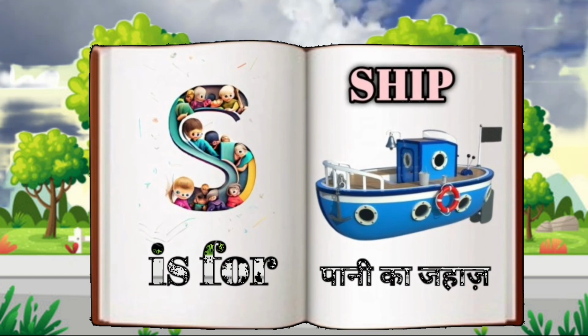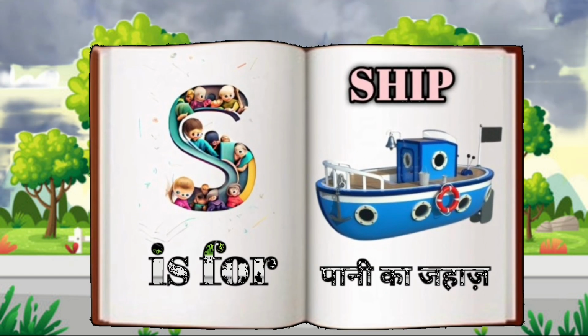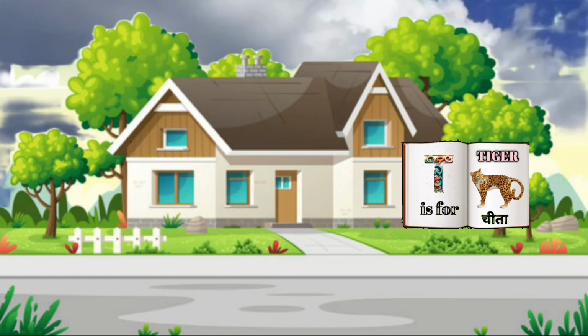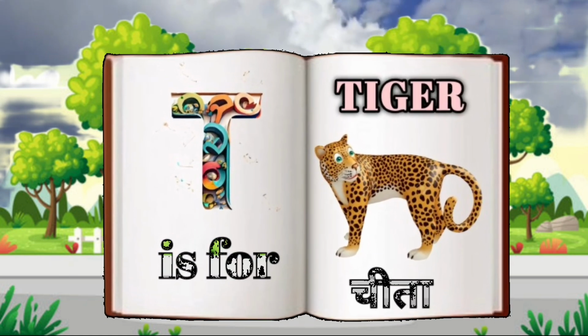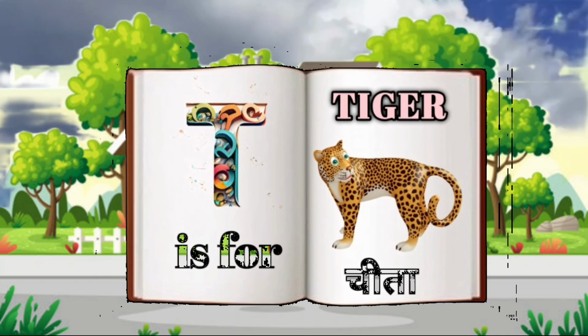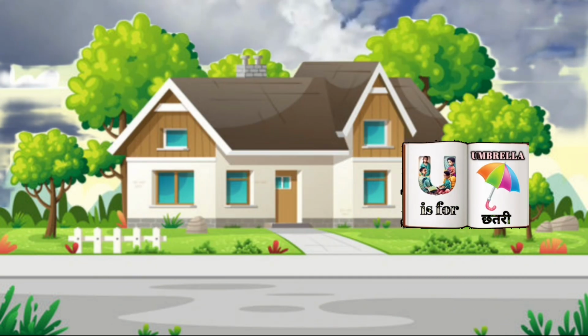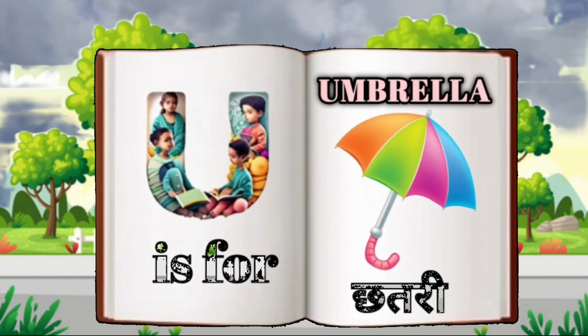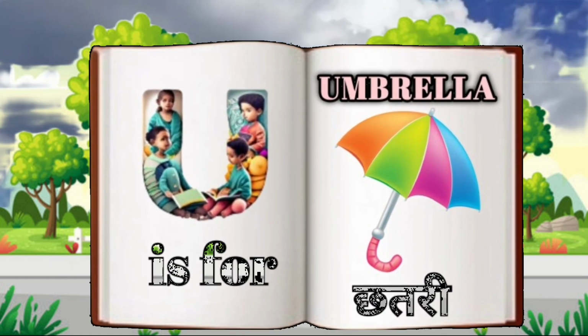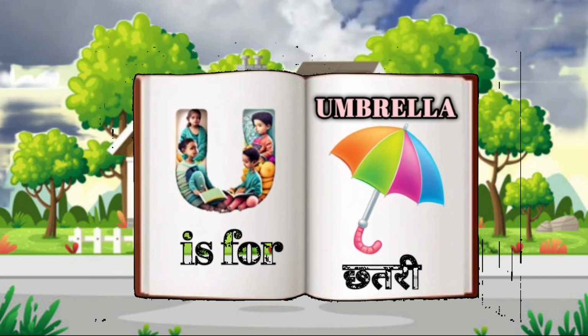S is for ship. Ship means pani ka jahaz. T is for tiger. Tiger means cheetah. U is for umbrella. Umbrella means chhatri.